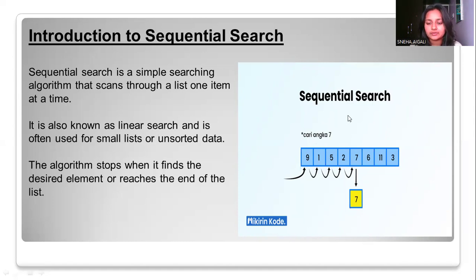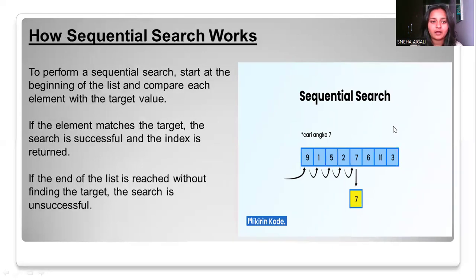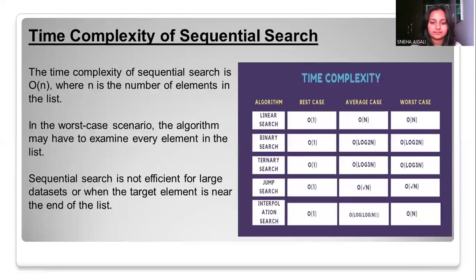You can see the mentioned example here. How sequential search works. To perform a sequential search, start at the beginning of the list and compare each element with the target value. The target value is 7 and the beginning of the list is 9. If the element matches the target, the search is successful and the index is returned. If the end of the list is reached without finding the target, the search is unsuccessful.